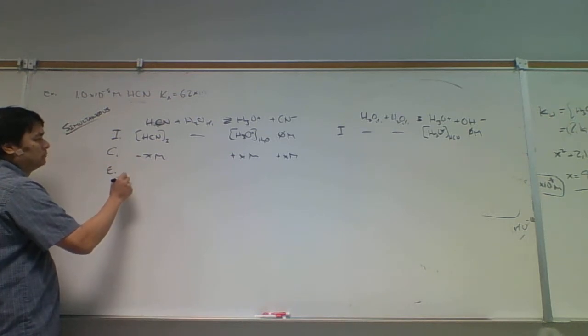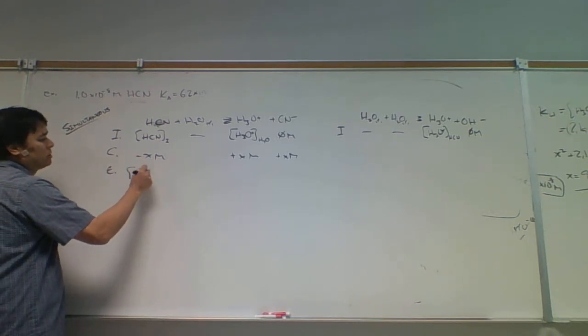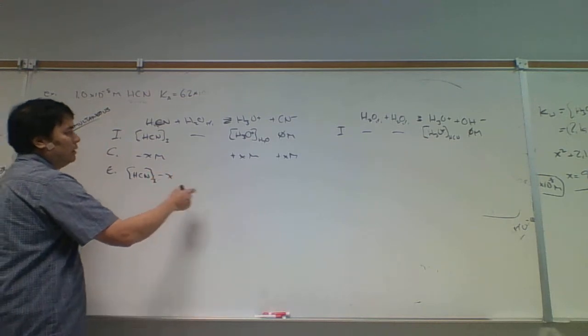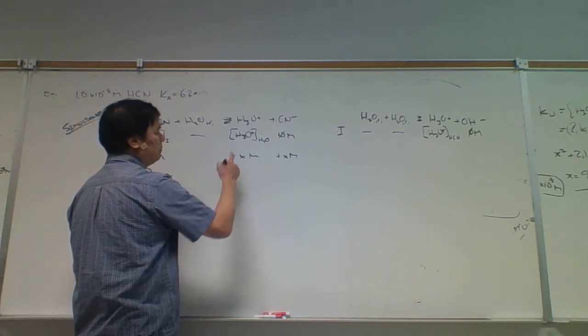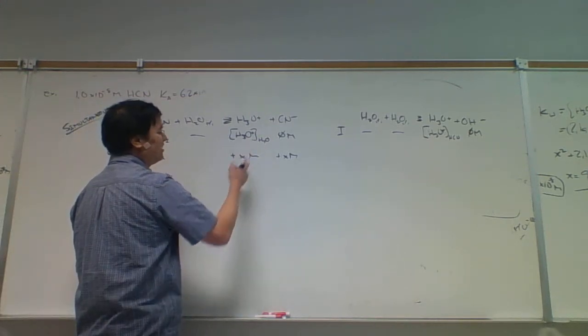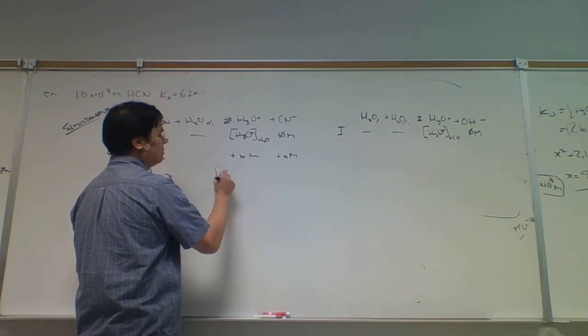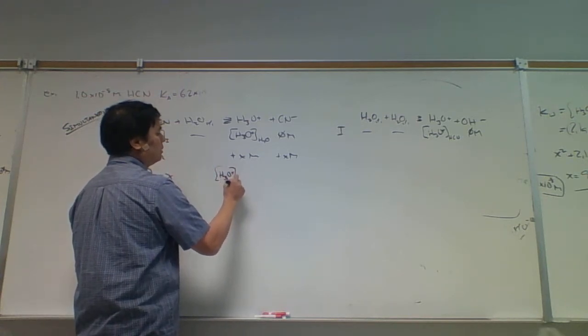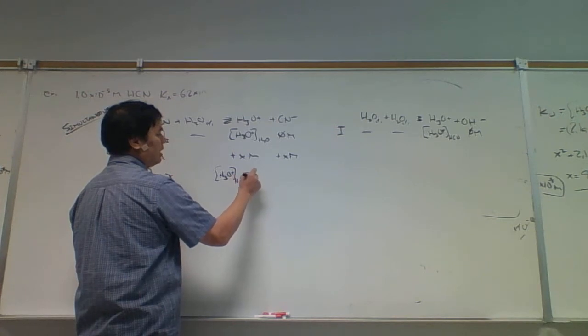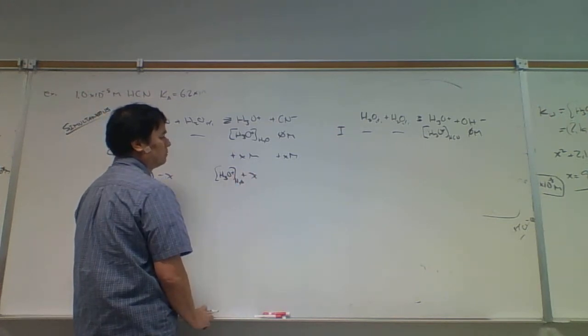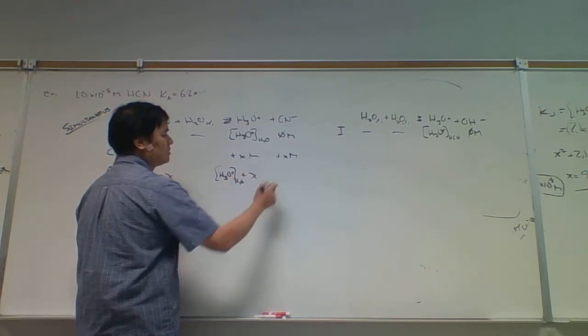water. And so here we're going to have HCN initial minus X. Over here, this is going to be the hydronium from water. This is going to be the hydronium from water plus X. And this is going to be X.